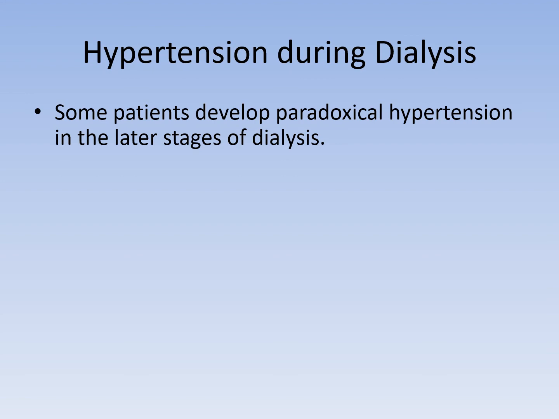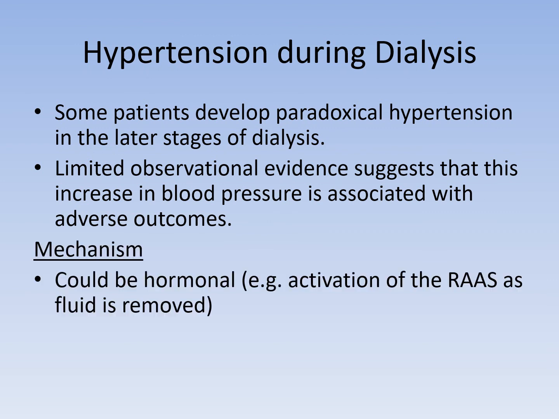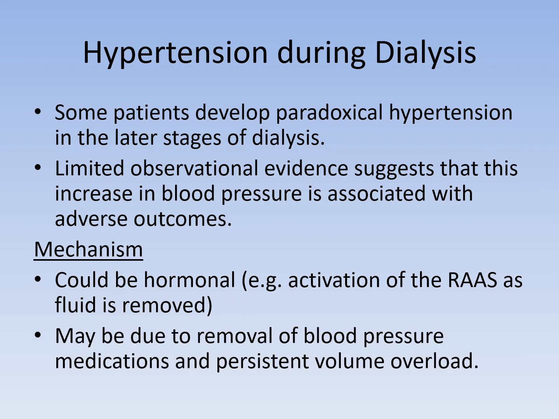Interestingly, some patients develop paradoxical hypertension in the later stages of dialysis. So again, in the third or fourth hour, their blood pressure rises. And there's some observational evidence to suggest that this does not portend a good long-term clinical outcome. Different mechanisms for this, it could be hormonal. Again, for example, if you remove a little bit too much fluid with dialysis, then you can activate certain hormonal systems such as the renin-angiotensin system, which raises blood pressure. Another potential cause is the removal of blood pressure medications. And then finally, just persistent volume overload if we're not taking off enough fluid.